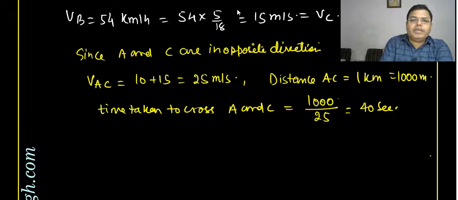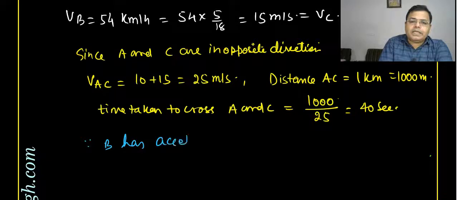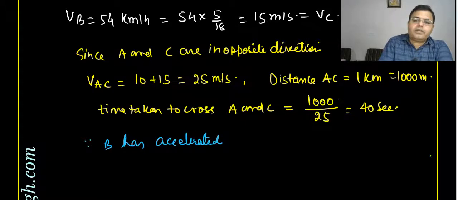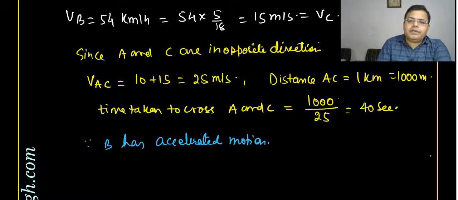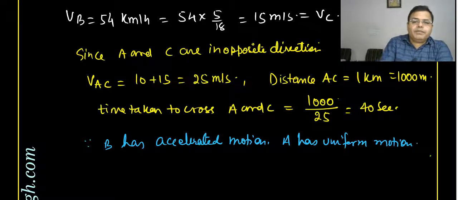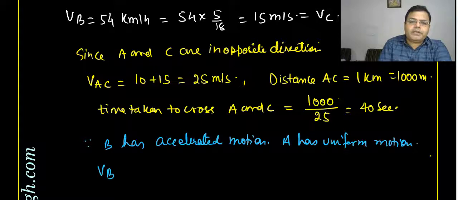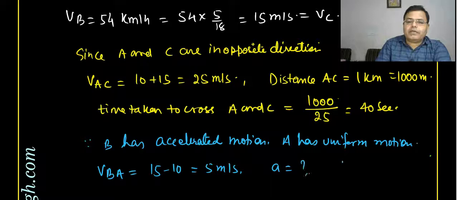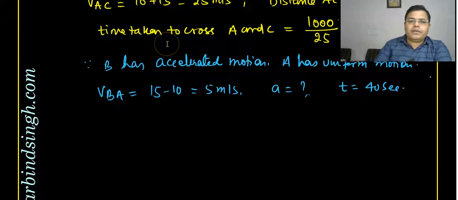Now for B, since B has accelerated motion, and A has constant uniform motion. Now, the relative speed of B with respect to A is 15 minus 10, that is 5 meter per second, and acceleration we have to calculate, time is 40 seconds, and distance is 1 kilometer.